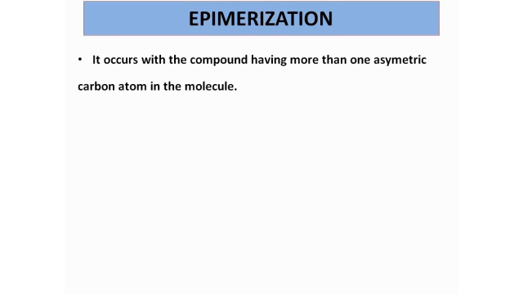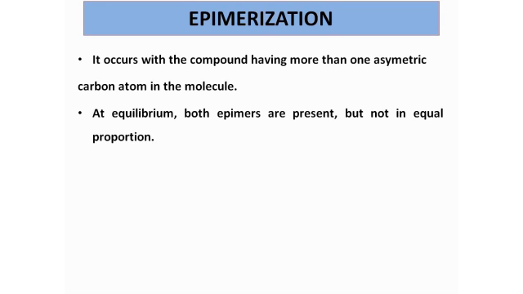The next concept is epimerization. What is epimerization? We all know that, right? It occurs with compounds having more than one asymmetric carbon atom in the molecule. If the molecule has more than one asymmetric carbon atom, it has a tendency to undergo epimerization. At equilibrium, both the epimers are present, but not in equal proportion. One may be at a higher concentration, the other at a lower concentration.